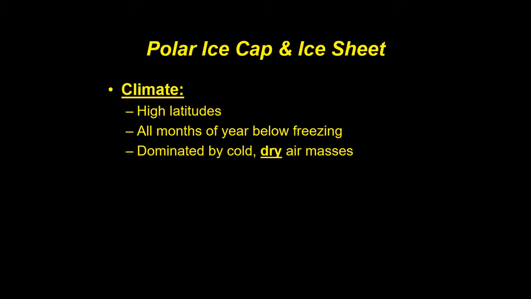What's going on here is these are places dominated by cold, dry air masses. And so these cold, dry air masses form, in the case of Greenland and Antarctica, the two places where we find these ice caps and ice sheets, over large land areas. And so Greenland, Antarctica, big, huge land masses. And so the air masses that form over them are obviously, because they form over land, going to be dry.